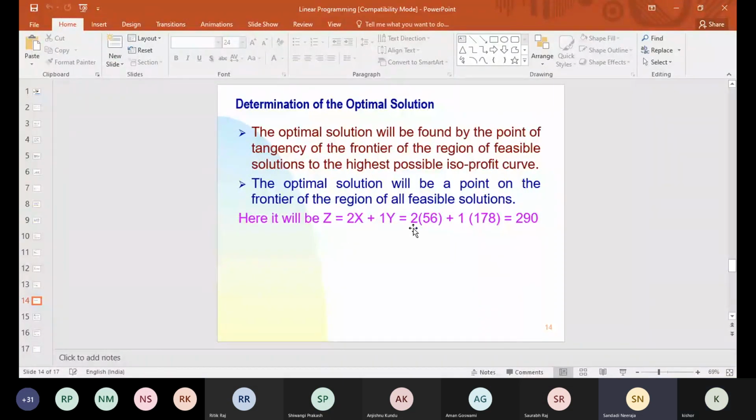So here, that corresponding value on the x and y axis, if you draw it, you will find 56 units of x and 178 units of y. And the ultimate total profit will be 290 under that given situation. If any of these values change, immediately your solution will also change. Even the units to be produced of x and y will also change.